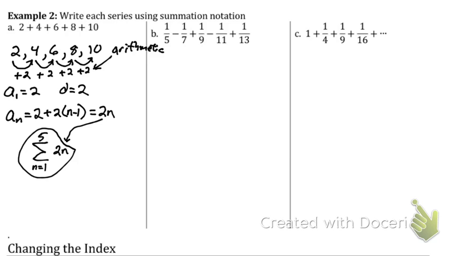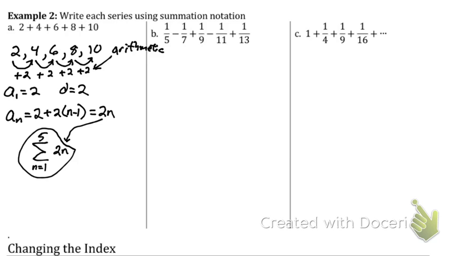All right, our next one is probably one of the more difficult ones you're going to have to deal with. And that is because we have to deal with it in parts. So, first of all, with an arithmetic sequence, we are not concerned with the fact that it's going positive 1/5, negative 1/7, positive 1/9, negative 1/11.